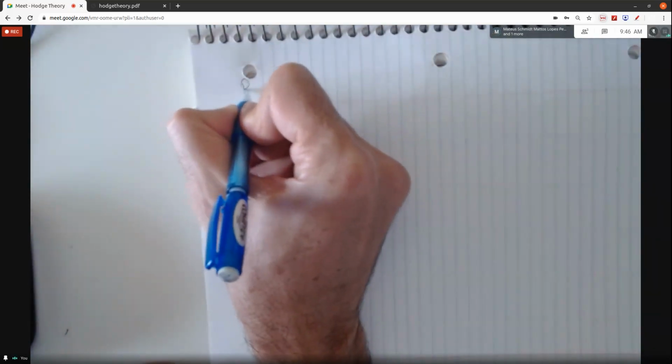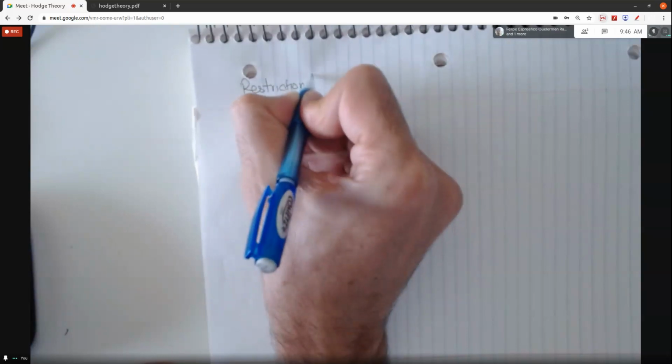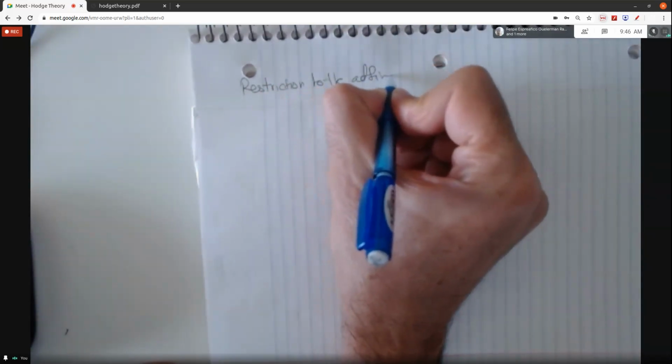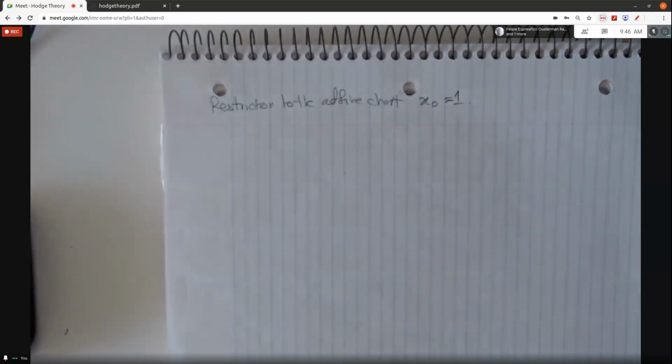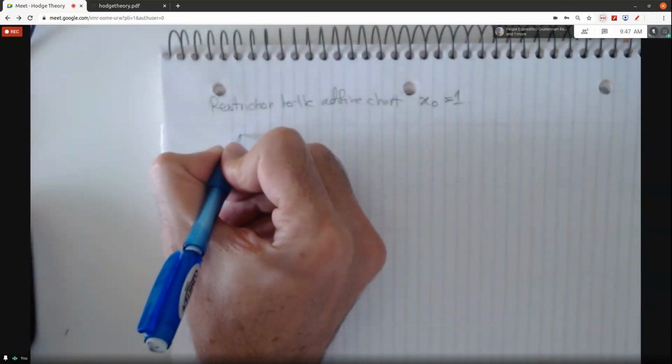So the main theorem, let me see. Okay, so again I will restrict to the affine chart x0 equal to 1, because as I said, we are looking for Hodge cycles and we want to write them in terms of vanishing cycles, and these things are in the affine chart. So let me write it in this way.